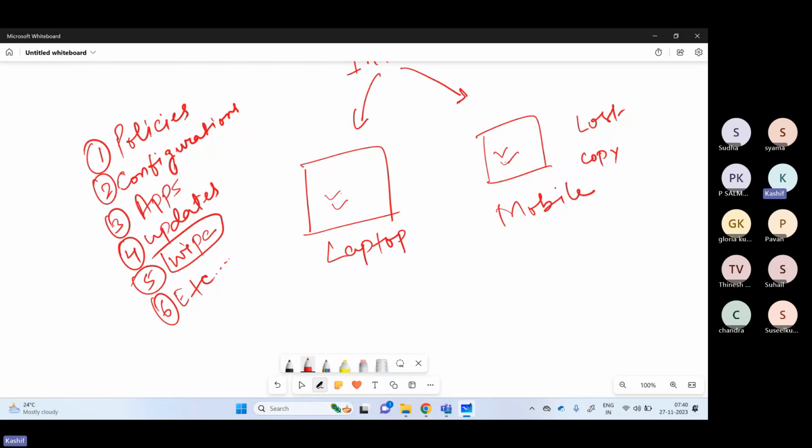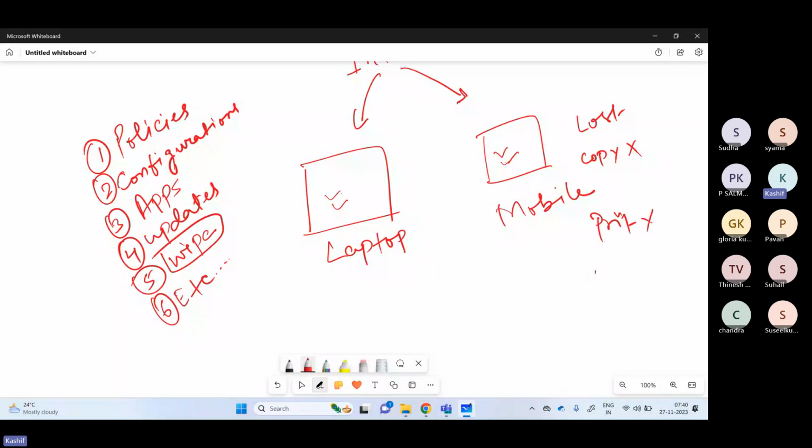Copy and paste will not work from mobile to your Gmail. For example, you have a corporate email. You cannot copy the corporate email into your Gmail and send it to yourself or send it outside. So we will create a policy. You cannot print. Print will not work.